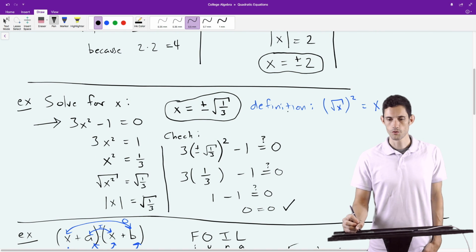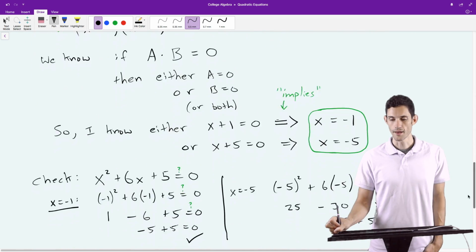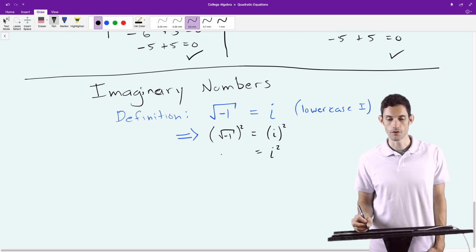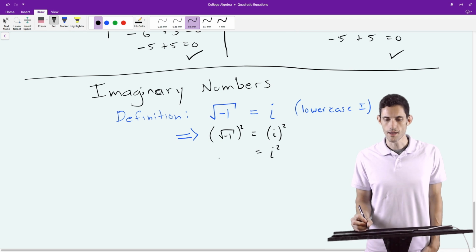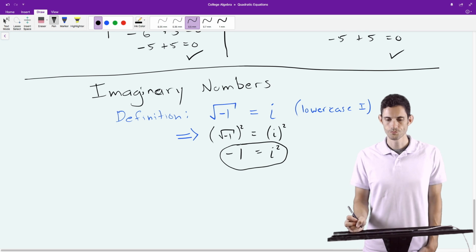is just whatever's on the inside of that radical. It's called the radicand, the stuff on the inside of the radical. So in this case, the radicand is -1. So i squared is equal to -1.